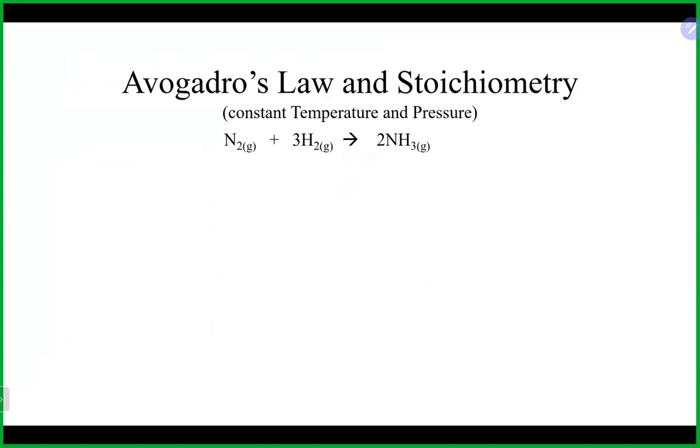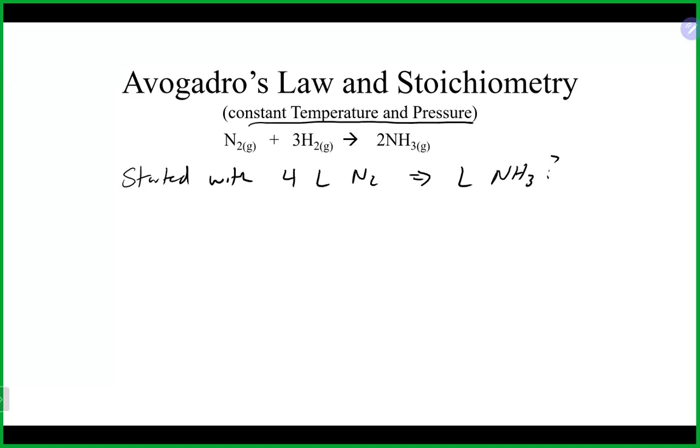All right, now we can take a look at it. So if we had something like this, Avogadro's law and stoichiometry, at constant temperature and pressure, and we started with, say, 4 liters of N2, and we want to know how many liters of NH3 we would produce. Because this is at constant temperature and pressure, like I just mentioned, we can do a stoichiometry problem involving volume because these are all gases. So we would do a similar one.